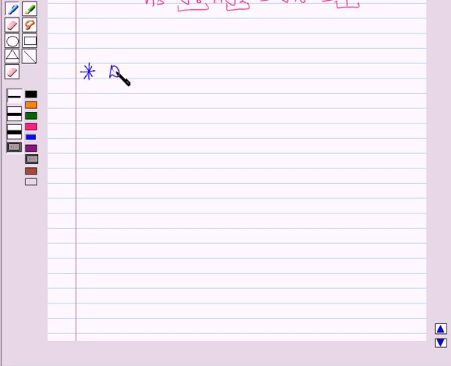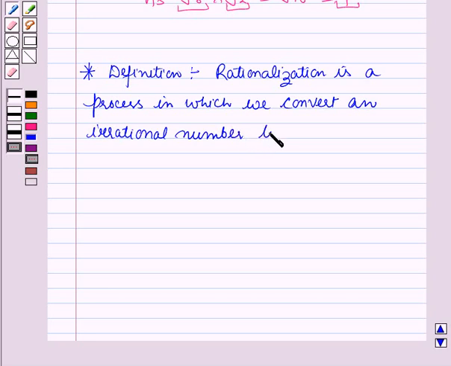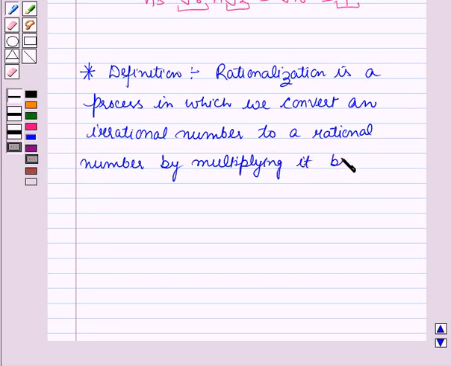Now, the definition of rationalization is: rationalization is a process in which we convert an irrational number to a rational number by multiplying it by its rationalizing factor.